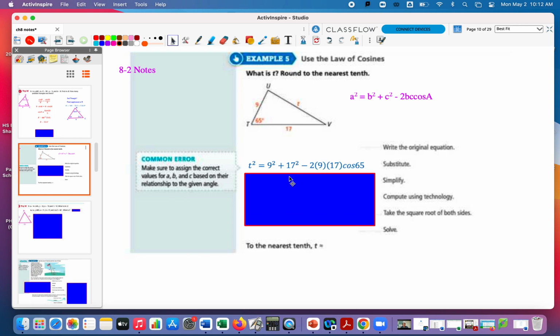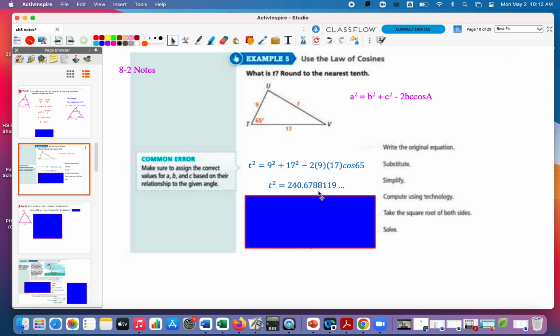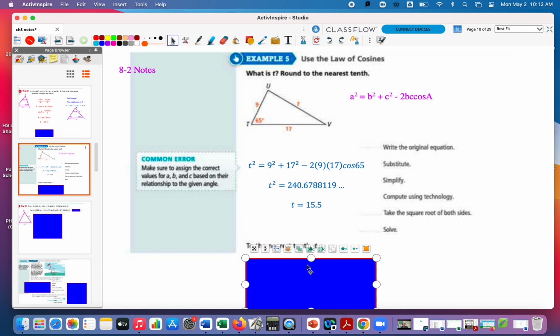Okay, so what I did here is set up like this. T squared, because I know t goes with this angle, equals the other sides, 9 squared plus 17 squared minus 2 times 9 times 17, cosine of 65, the angle that matches up with this side. I know that looks like a big long formula and kind of intimidating, but this is actually really easy compared to law of sines. You can type all of this into your calculator, and you'll get t squared equals roughly 240.678, etc. And don't forget, the last thing is we're going to take the square root of both sides. So you get 15.5 and we're done.